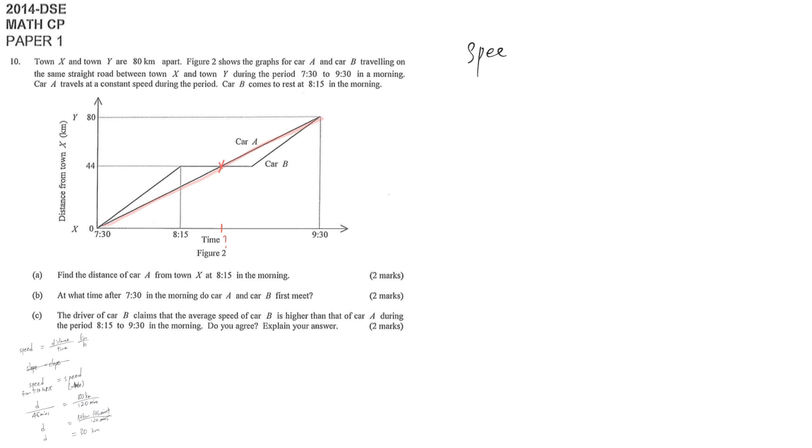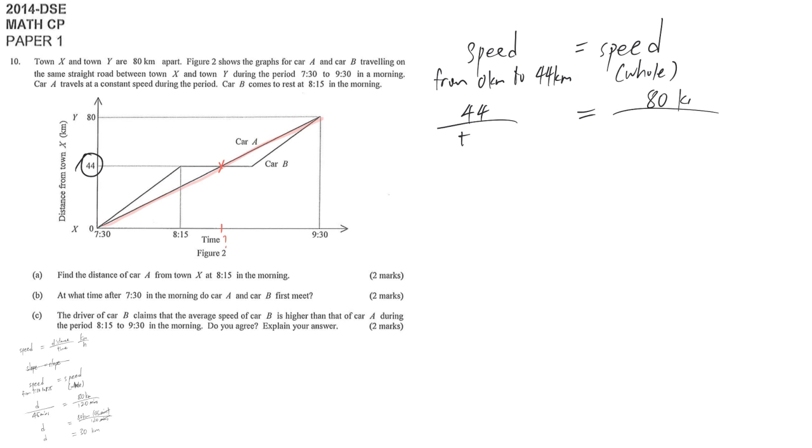Again, speed is equal to speed. Even though this looks so stupid, this is really useful and logical. Left hand side, the speed is talking about from 0 km to 44 km. Because we know the distance travelled when they meet is 44. And then our right hand side is talking about the whole journey. So that's why the speed is 44 distance divided by the time we want to know. And then the whole journey is 80 km divided by 120 minutes.